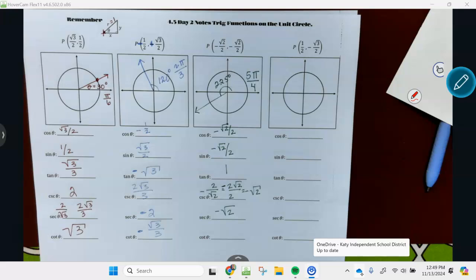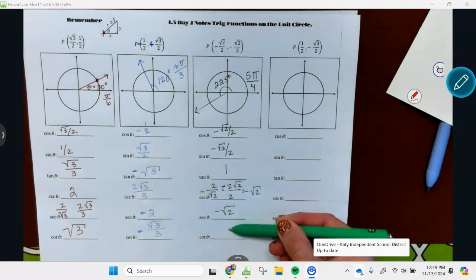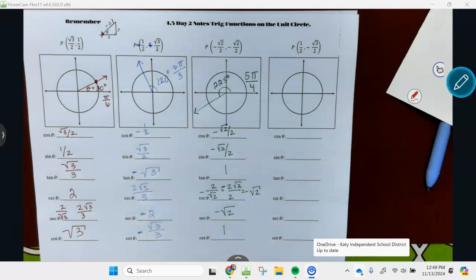What's cotangent? It's just 1. You can flip 1 upside down, but you still end up with 1. Good. Any questions on this yet?